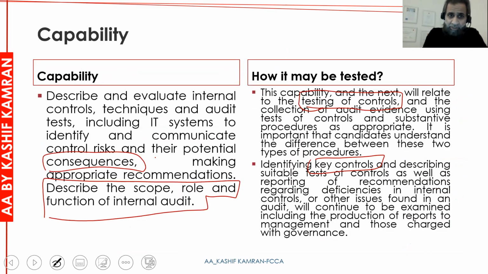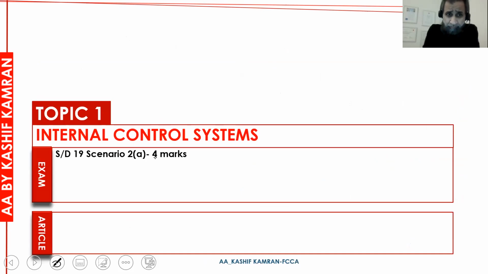Okay, let's start first with topic 1, internal control systems. Let's understand what they are basically before we see how the auditor tests them and how the auditor identifies deficiencies in them. There is no article on internal control systems, so you will just rely on the knowledge coming from the lecture.